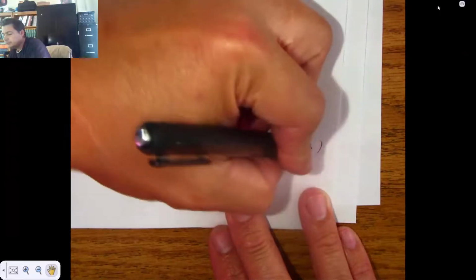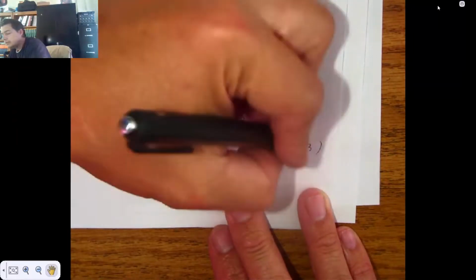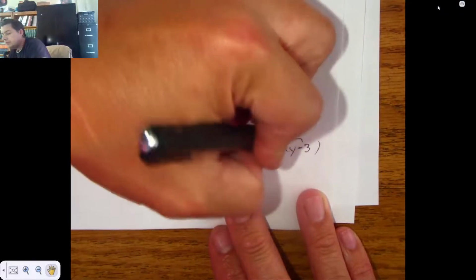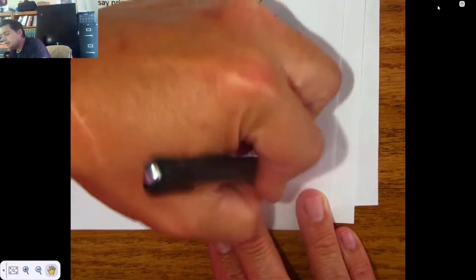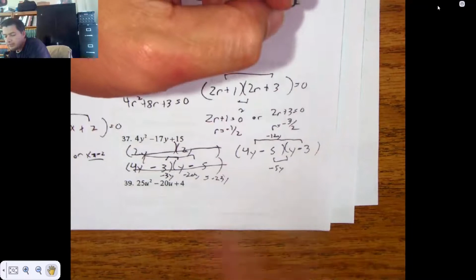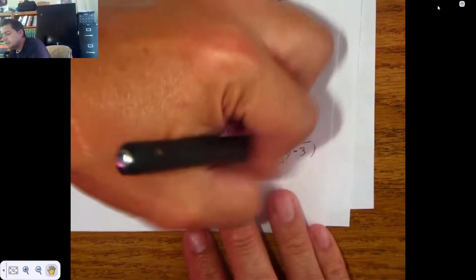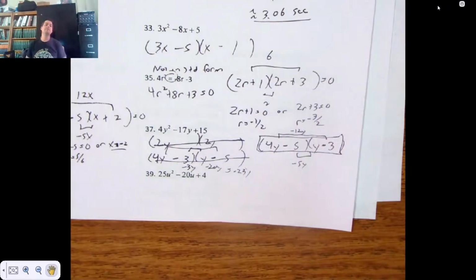This will work. That's going to give me a negative 12y. That's going to give me a negative 5y. And that'll get my negative 17y. Man, I must be getting old. I used to be quicker than this.